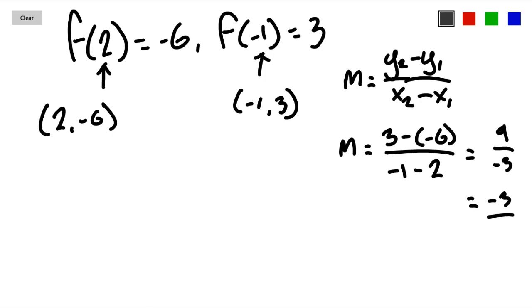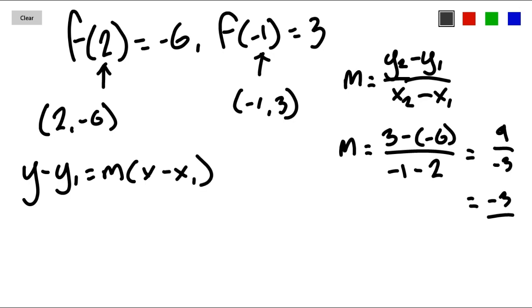Since we have 2 points to choose from and a slope, we can use the point-slope form to find the equation of the line. So you have y minus y1 is equal to m times x minus x1 for the point-slope form. I'm going to choose the point -1, 3 for x1, y1, and as you know, the slope is -3.